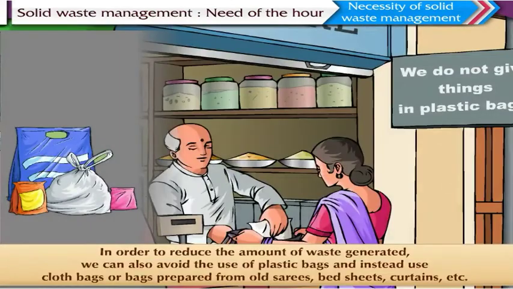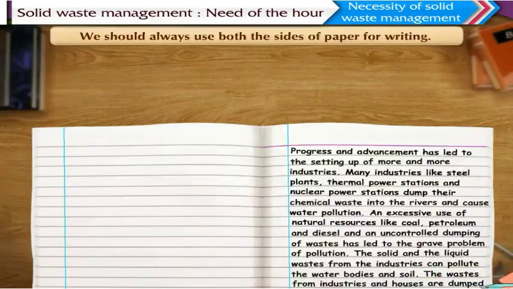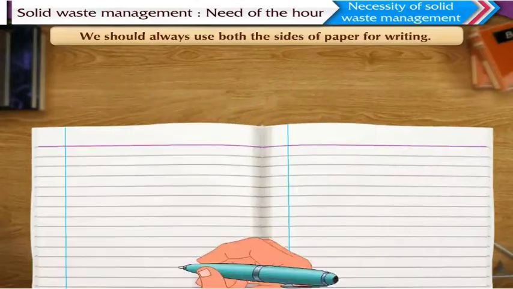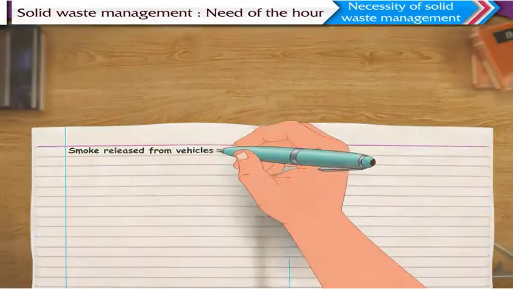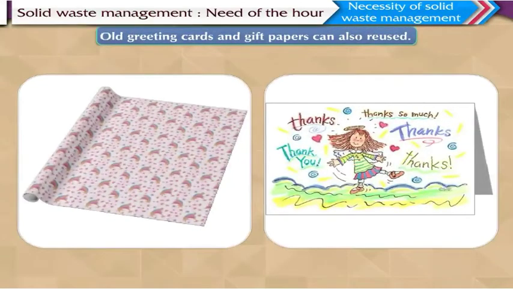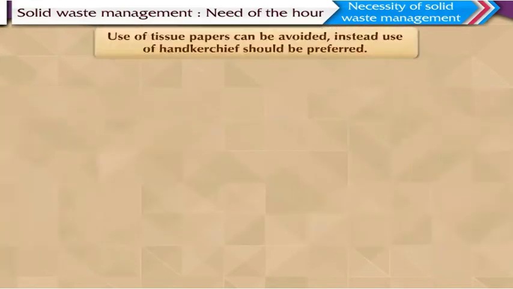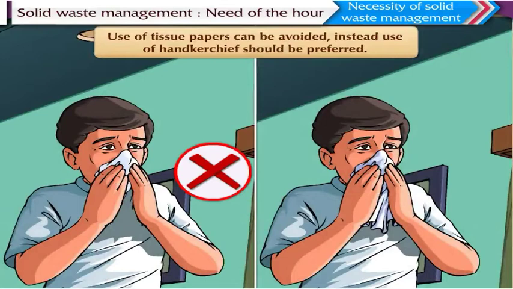In order to reduce the amount of waste generated, we can also avoid the use of plastic bags and instead use cloth bags or bags prepared from old saris, bed sheets, curtains, etc. We should always use both the sides of paper for writing. Old greeting cards and gift papers can also be reused. Use of tissue papers can be avoided. Instead, use of handkerchief should be preferred.